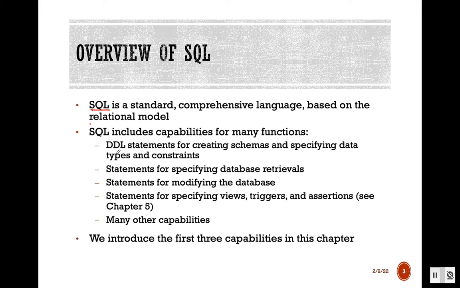So SQL includes some capabilities. A few of them are, we have DDL. DDL stands for data definition language. So with DDL statements we can create a schema, or we can specify data types and constraints in our schema. So we know about relational schema and database schema, right? How can we create them? We can create them using DDL statements, and DDL stands for data definition language.